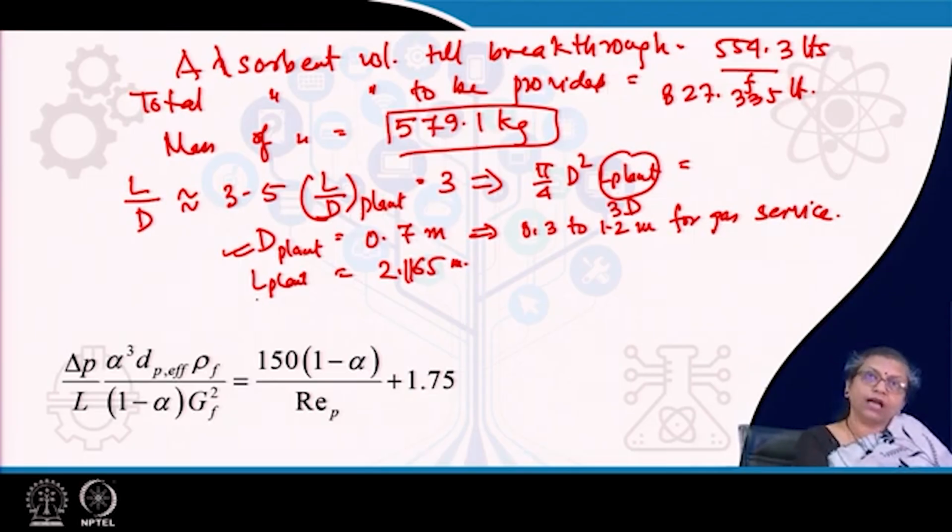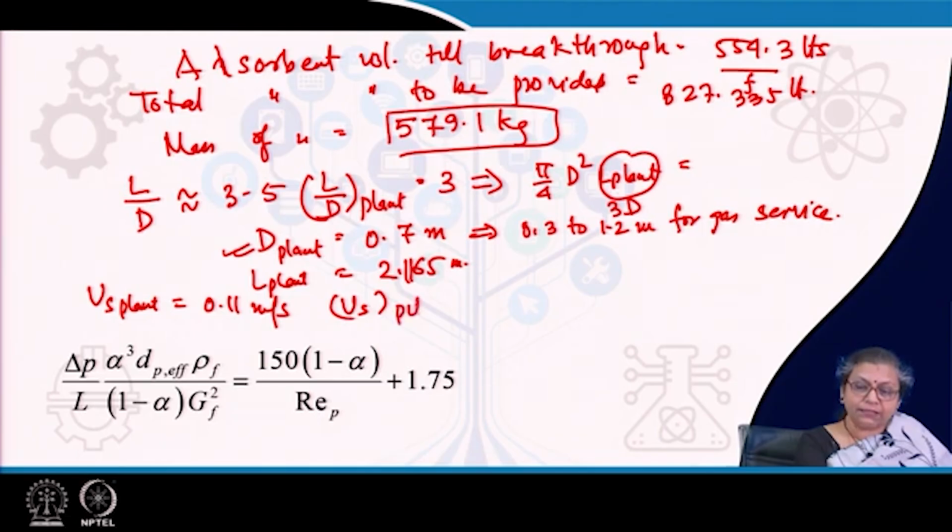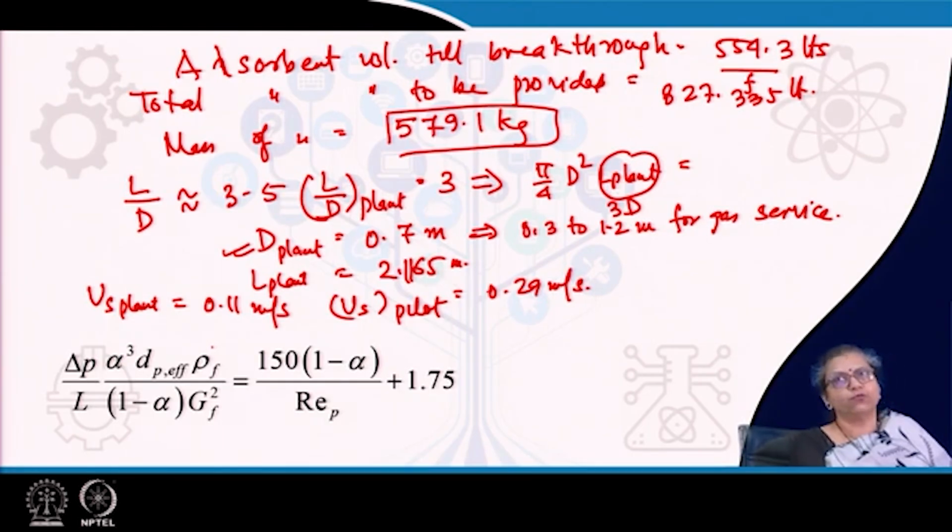Once we have found this out, now we need some checks. If you remember, what are the checks? What is US plant, you need to find out. Under this condition, we have found out that the US plant is 0.11 meters per second. What was the US pilot that we had found out? That was 0.29 meters per second. So, what do we find? That in the plant the velocity is lower. If the velocity is lower, there is no problem, we are going to get sufficient contact between them, and it also provides sufficient residence time. So, definitely we can go ahead with this particular situation.